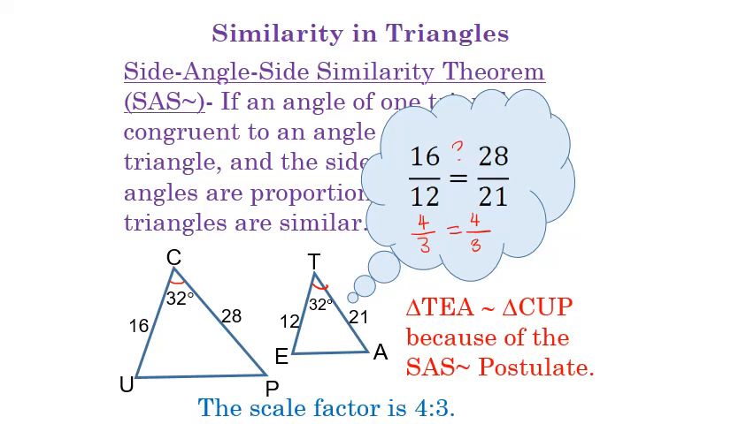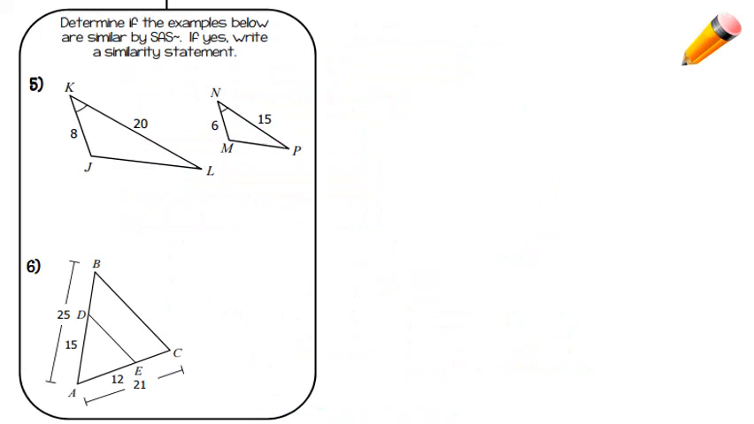So all we need to do for the side angle side is set up two ratios equal to each other. So we just need one equal sign in our proportion, whereas with the side side side, we needed to set up three ratios. Okay, so we should be able to grab our pencils back out and flip open to numbers 5 and 6 under the side angle side similarity flap. And we're doing the same thing, determining if the two triangles are similar, and if yes, writing a statement.